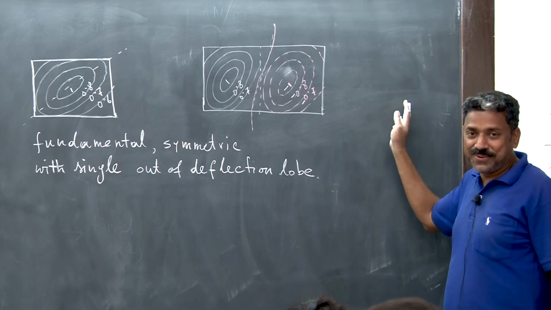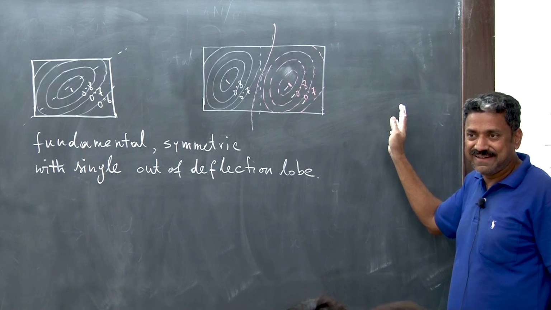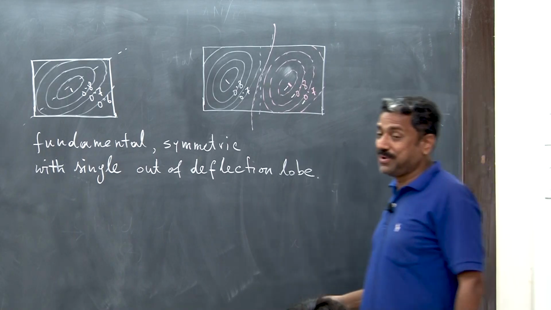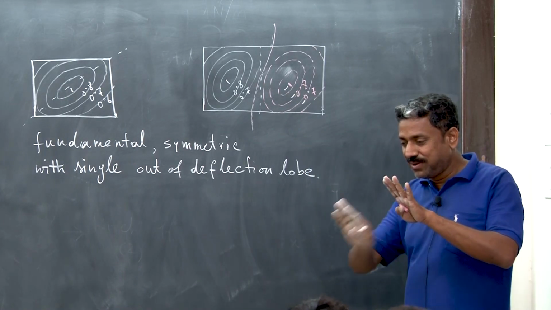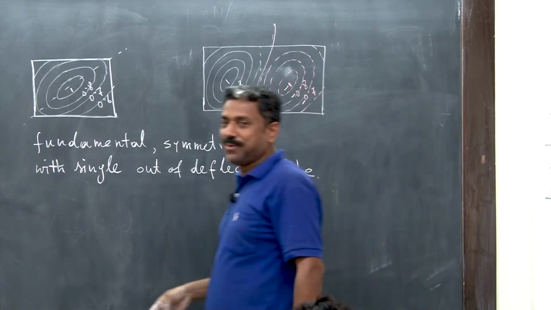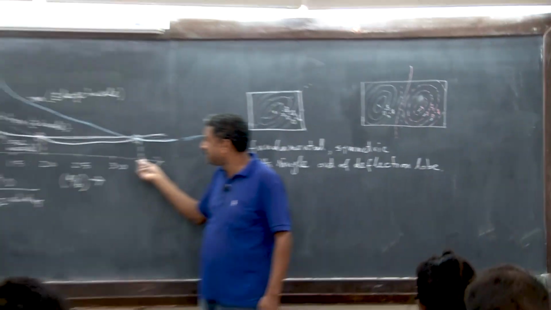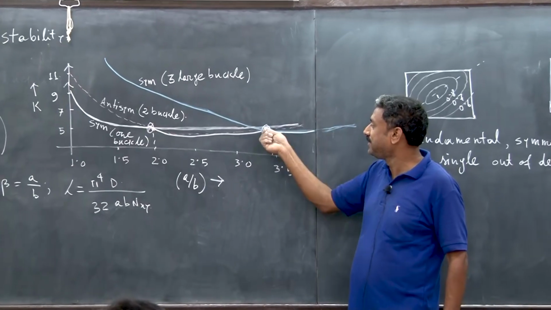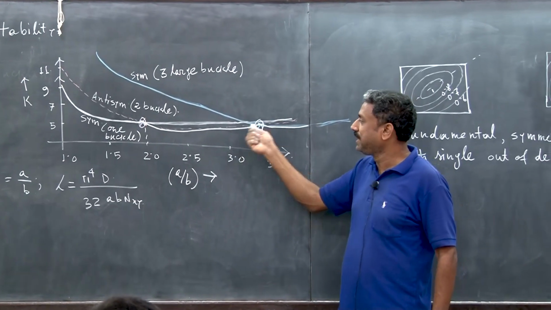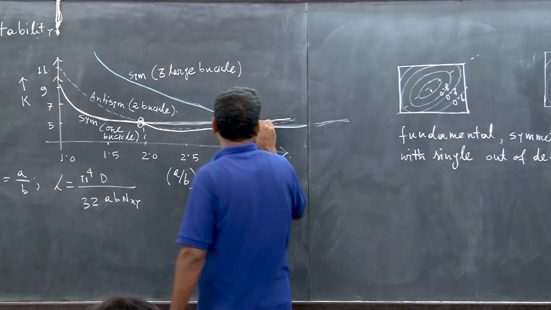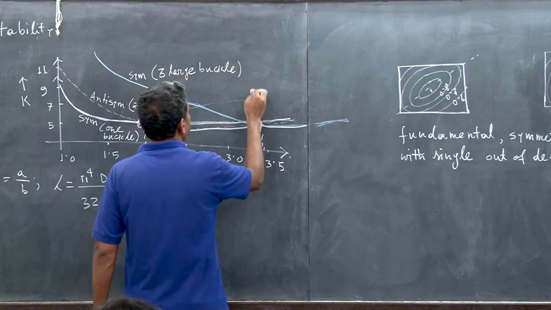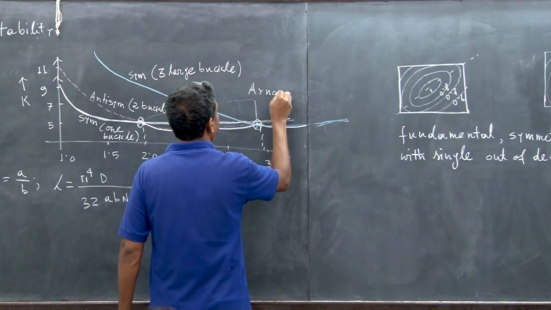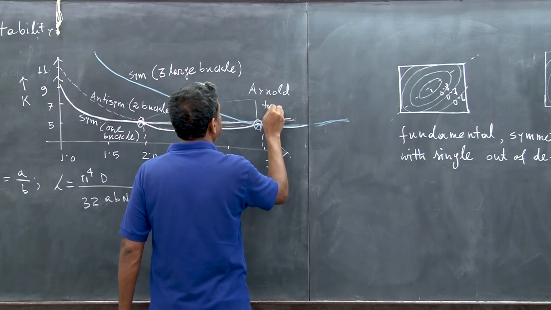Now you can go to the third one, where one fellow will go down, the other 2 will come up, when the aspect ratio is a little larger than 3. So then this will be the shift, indicated 1. These are the Arnold tongues. Okay, Arnold tongue.